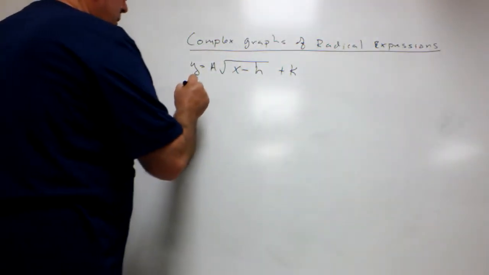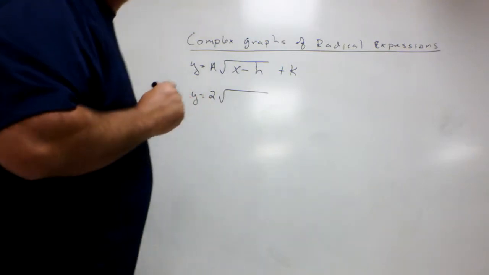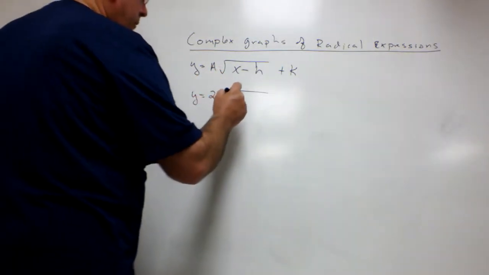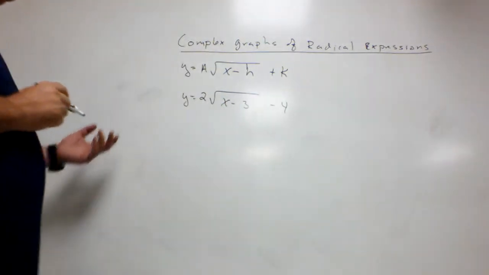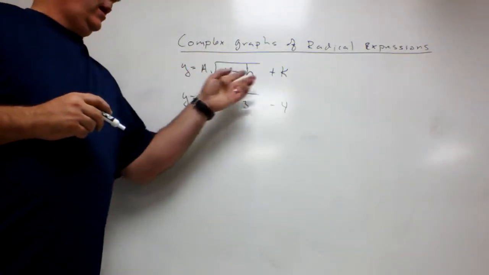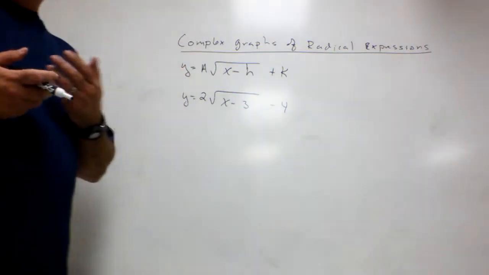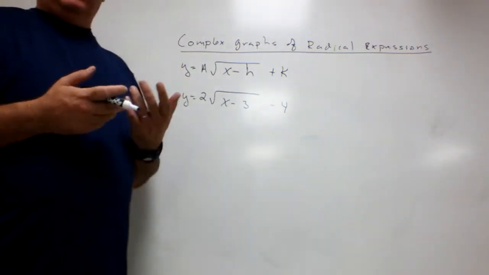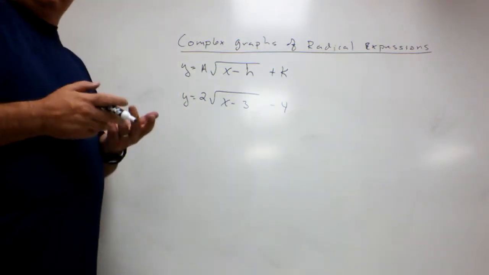So the equation I'm going to ask you to graph right now is y equals 2 times the square root of x minus 3 minus 4. So you can see here that what I'm doing is I am including a, h, and k. This is as complex as it gets. It's really not all that horrible if you take your time and do it the way that I'm about to show you. It's going to make your life easy.